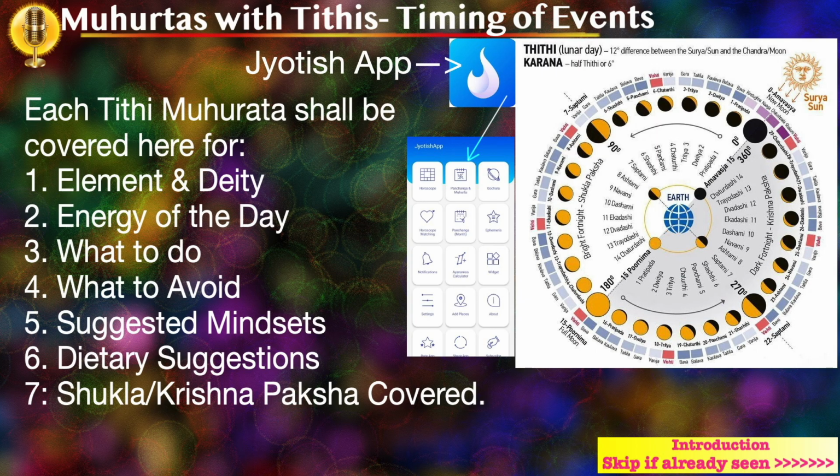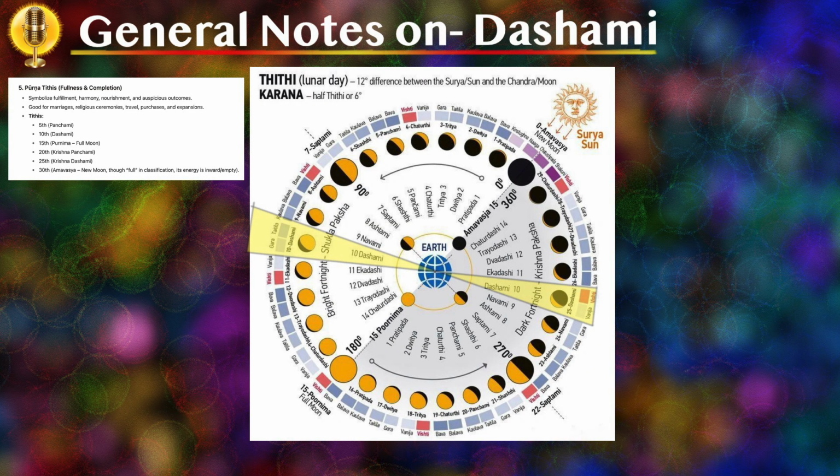Let's get started. Let us discuss the 10th tithi of Dashami. This is a Purna Tithi, as you can see in the pie chart over there. This is the second of the Purna Tithis. After Panchami comes Dashami, after 5 comes 10, then 15 Purnima, or you can take Amavasya on the other side. Amavasya is also a Purna Tithi, by the way, in a different sense maybe, but yes.